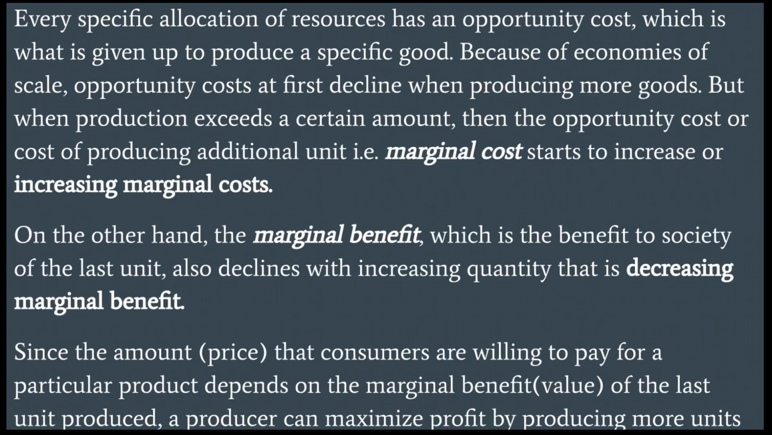Because of economies of scale, opportunity cost at first declines when producing more goods. But when production exceeds a certain amount, then the opportunity cost, or the cost of producing an additional unit, that is marginal cost, starts to increase, or increasing marginal cost. On the other hand, the marginal benefit, which is the benefit to society of the last unit, also declines while increasing quantity, that is decreasing marginal benefit.